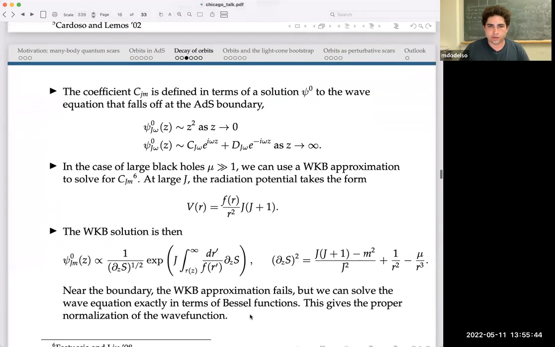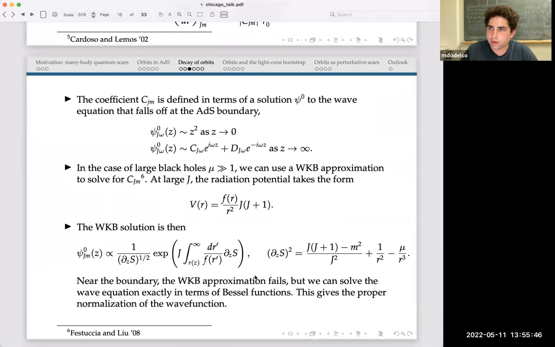So these coefficients C_jm are defined as follows. We need to solve the wave equation without a source, and we need to find a solution that falls off at the AdS boundary. So in other words, it should go to 0 as z goes to 0, and it should solve the wave equation. And then we can read off C_j omega by the coefficient of e to the i omega z near the horizon.